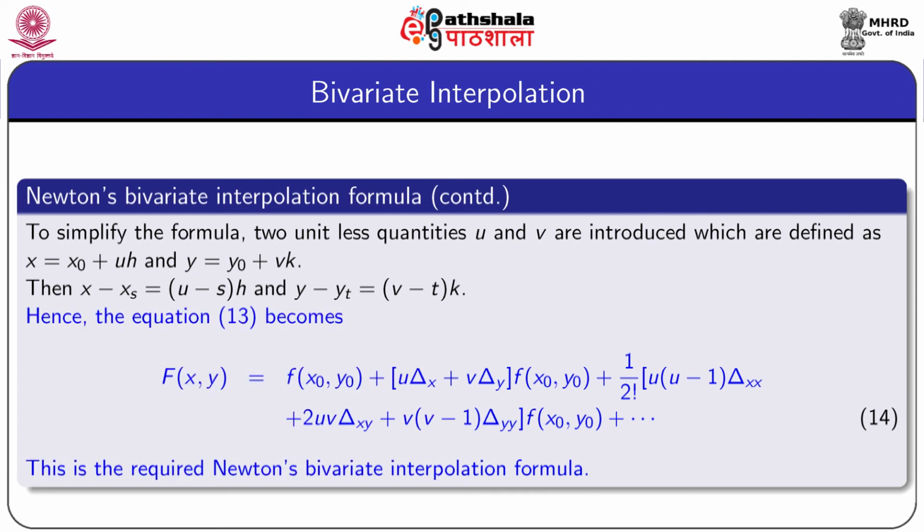Using this notation, equation 13 becomes capital F of xy equal to f of x0 y0 plus u into delta x plus v into delta y of f of x0 y0 plus 1 by factorial 2 u into u minus 1 delta xx plus 2 uv into delta xy plus v into v minus 1 delta yy. The whole expression is applied on the function f of x0 y0 and so on. So, equation 14 is the final expression for the Newton's bivariate interpolation formula.